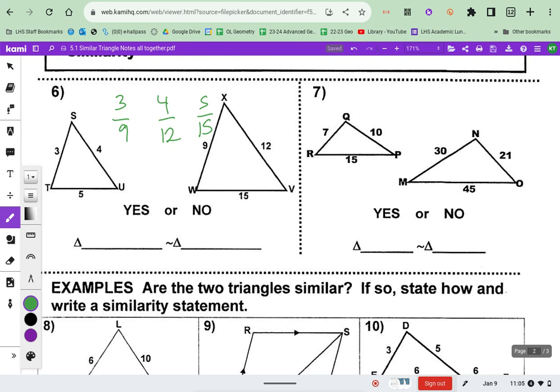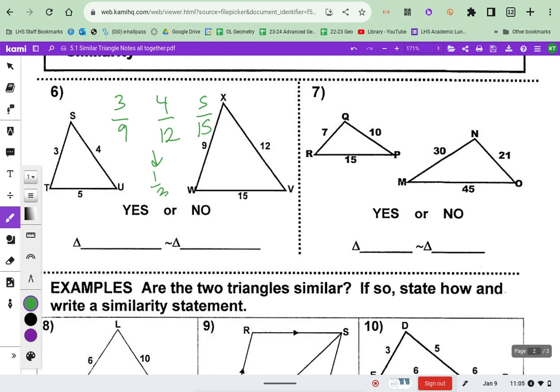And then they all reduce to the same thing. They reduce to 1/3, which means that yes, these guys are all proportional, so they are similar triangles. So triangle STU is similar to triangle XWV. So you guys try number 7 when you're ready, and then we'll check it.